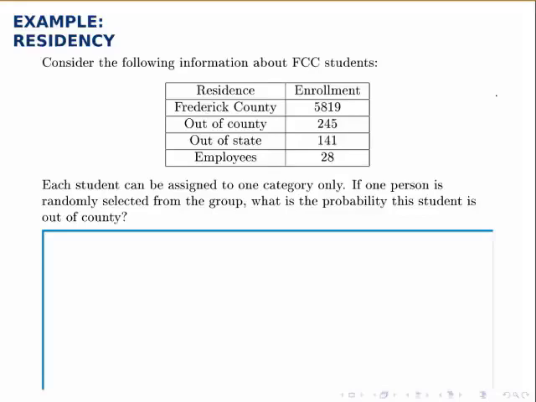We randomly select a person from this group, and we want to know what the probability is that the person we selected is from out of county. So we're looking at this second category. Again, the probability is the number of ways that could happen. So 245 is the number of people that we could select in that category, divided by the total number of people there are.